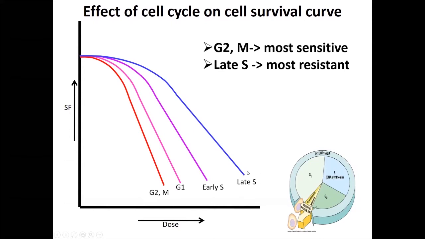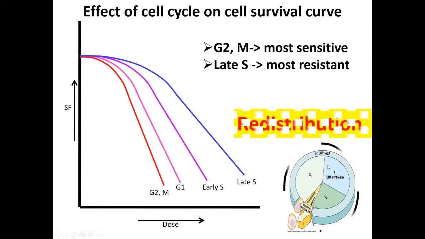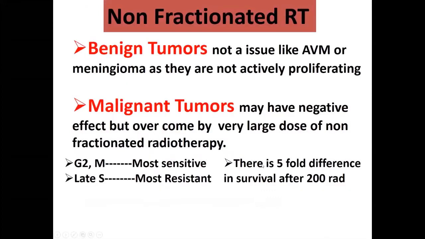But we also know that during fractionated radiotherapy, cells which are in a resistant phase will move to a sensitive phase and become sensitive and will be killed, and this is called redistribution. What happens in non-fractionated radiotherapy? Because you are delivering in a single fraction, there is no question of redistribution.